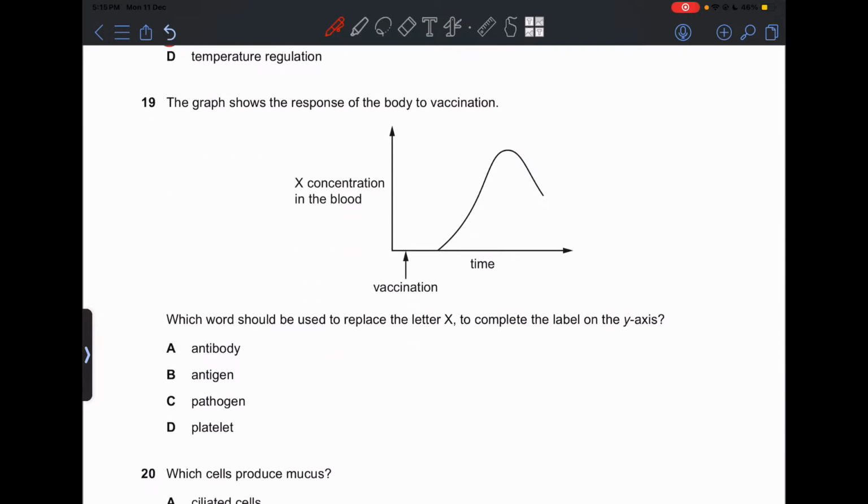19. The graph shows the response of the body to vaccination. Which word should be used to replace the letter X to complete the label on the y-axis? So we know in vaccination, we are provided pathogens so that we can get an immune response to that. Our body will become immune, so that if we actually get the pathogen in any form, your body will already be immune to it. So actually our answer is going to be C.